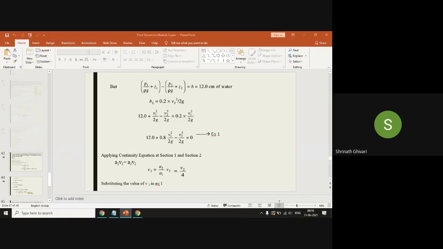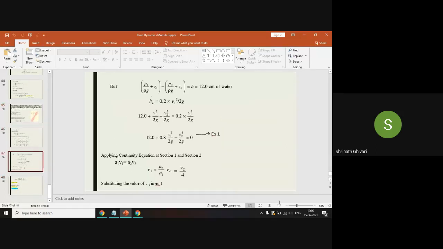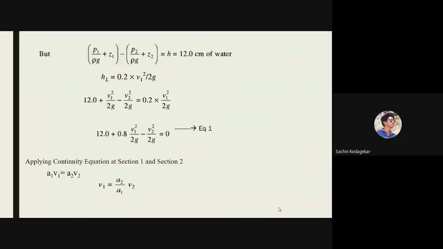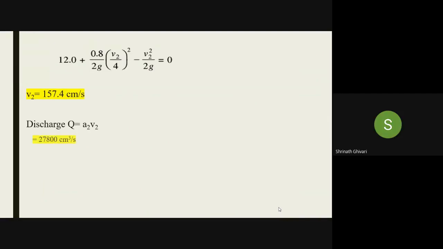Area, you know how much it is? I've seen it in the previous problem. Area is 176.7 into 157.4. So that is 27804 centimeter cube per second. If we convert that into liters per second, it is 27.8 liters per second.